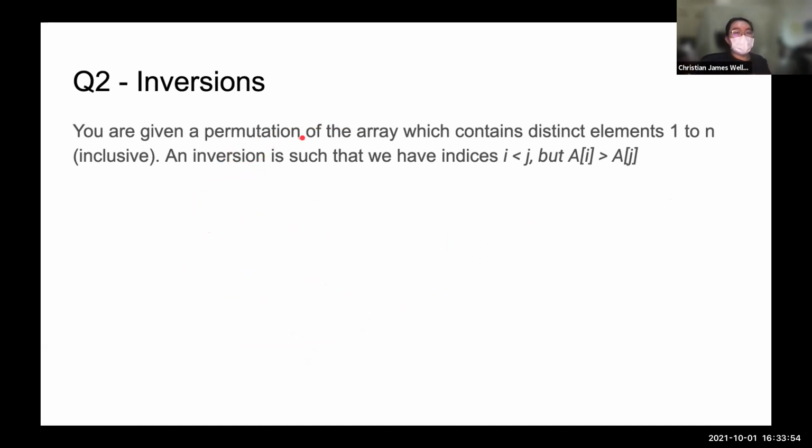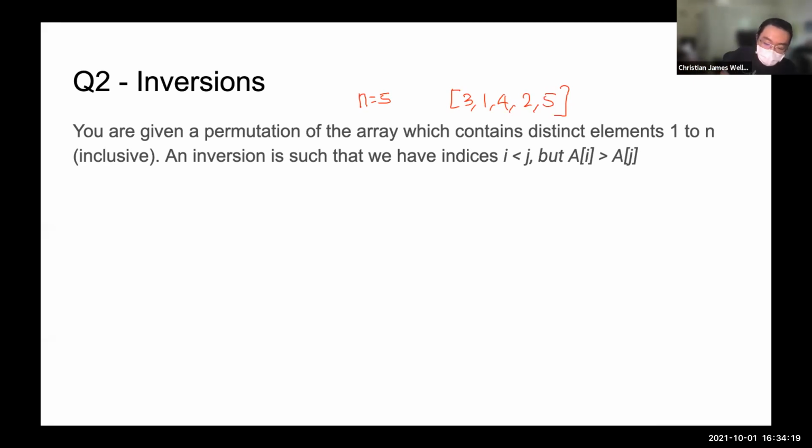You're given a permutation of an array which contains distinct elements 1 to n. So for example, say n equals 5, then this can be like 3, 1, 4, 2, 5, something like this from 1 to n. Okay, the key property here is that it's distinct, right? So there are no duplicates and there are n elements.